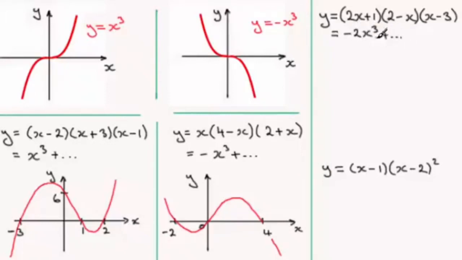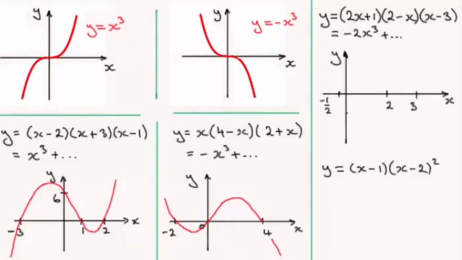But we've got a negative x cubed graph, so we know it's going to look something like this, coming downwards at the start. As for where it crosses the x-axis, this will be where each of these factors equals 0. So when 2x plus 1 equals 0, you're going to end up with x equaling minus a half. For this one, 2 minus x equaling 0, x would be 2, and for this one, x minus 3 equaling 0, x would equal 3. So it crosses at minus a half, 2 and 3 on the x-axis.